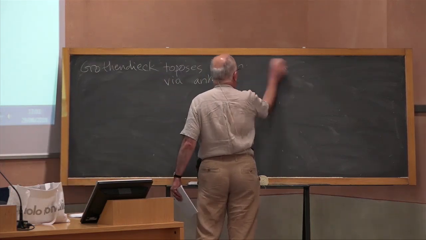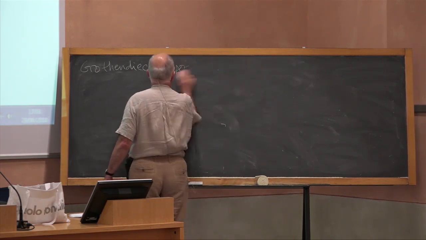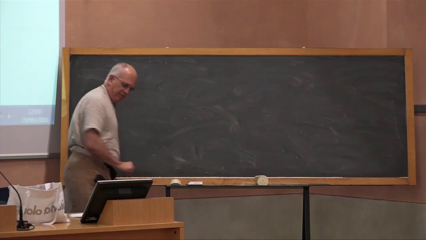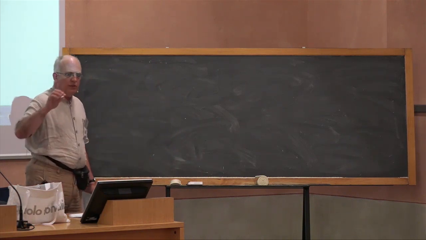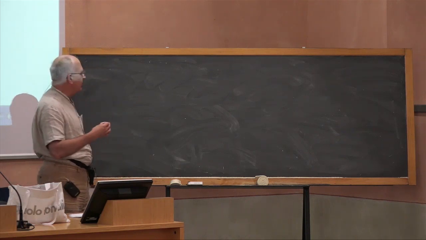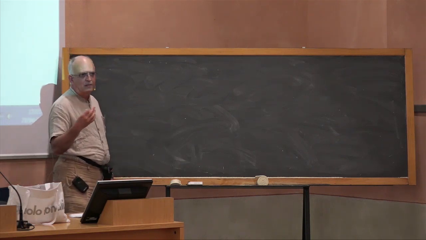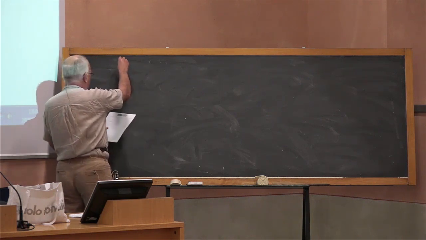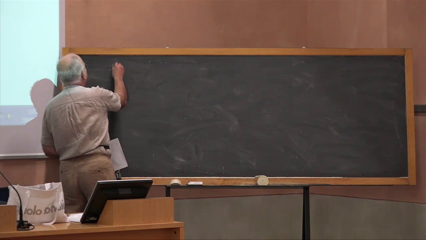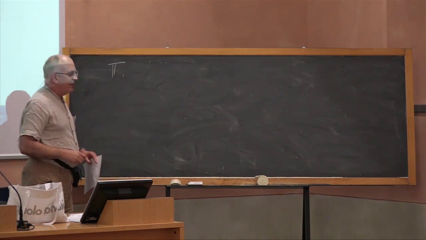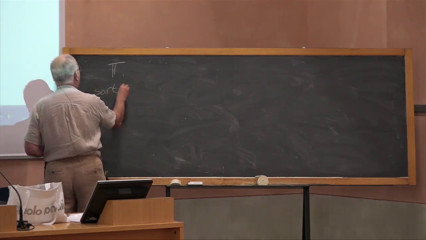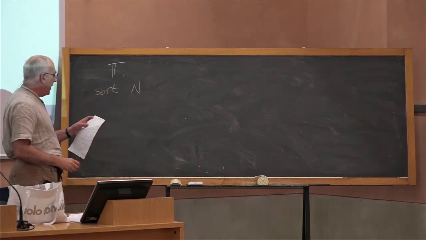So I'm going to write down two geometric theories. And there's a bridge between them. You may or may not have sufficient intuition for how you build bridges to know whether there really is a bridge between them or not. Here's the first theory. This is T1, and it's going to have a single sort, which I'll call N.